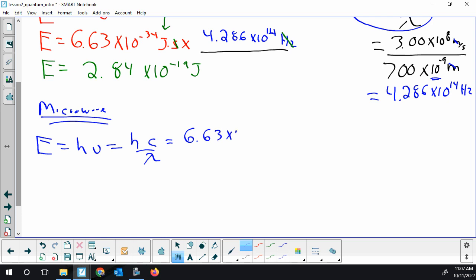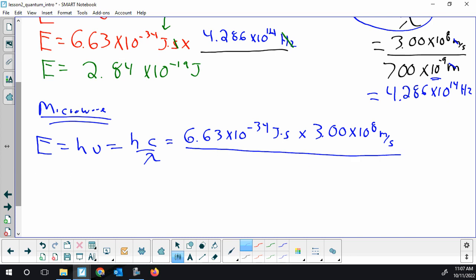So Planck's constant, you'll get on an AP formula sheet. You don't have to memorize it. We just have to watch our units. We need c in meters per second. And then we need wavelength, and I'm going to stick units in right away. We need it in meters because we have meters per second.